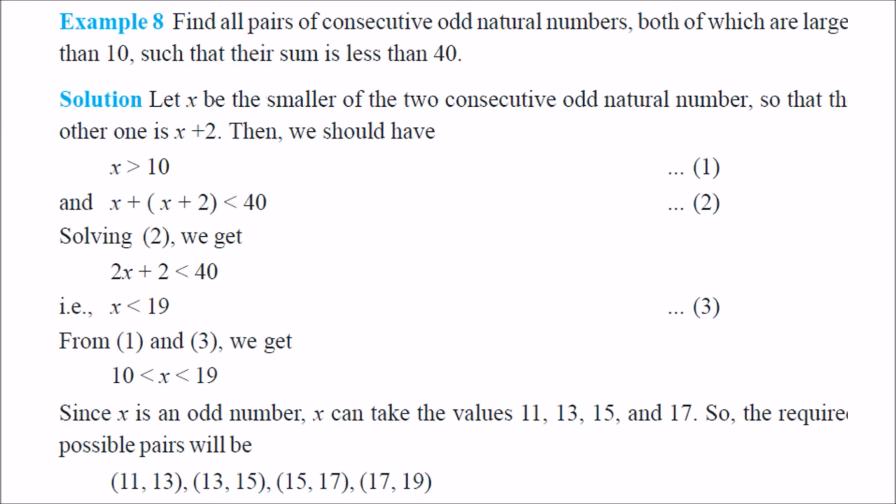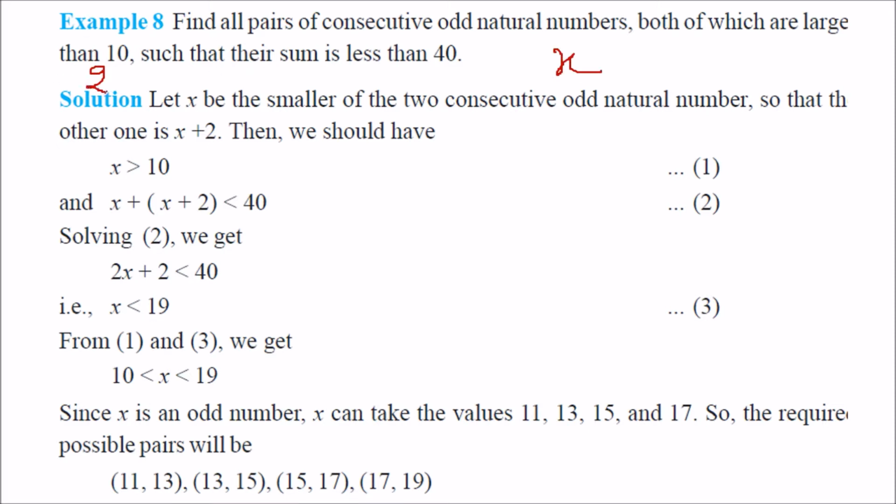an average. Next is: find all pairs of consecutive odd natural numbers, both of which are larger than 10, and such that their sum is less than 40. So let us take one number as x.